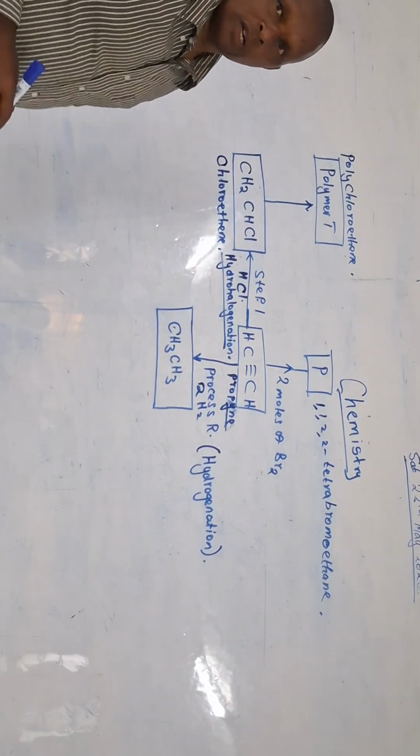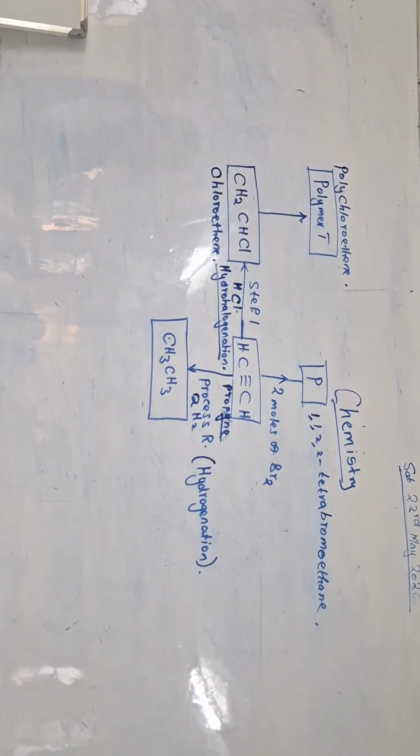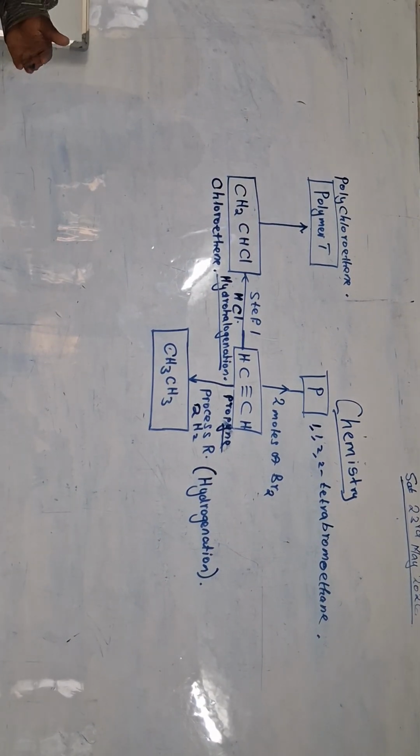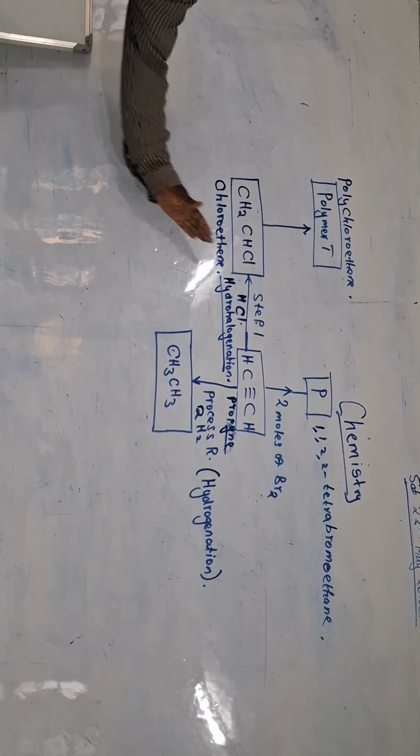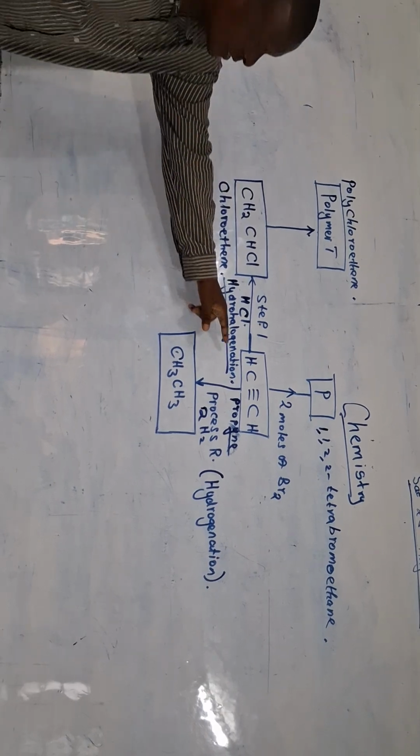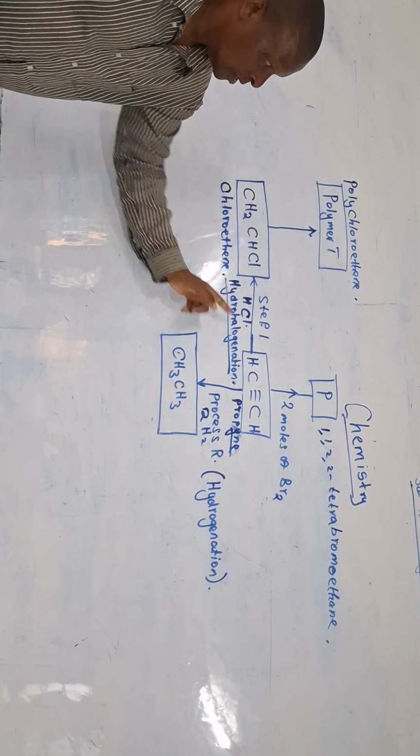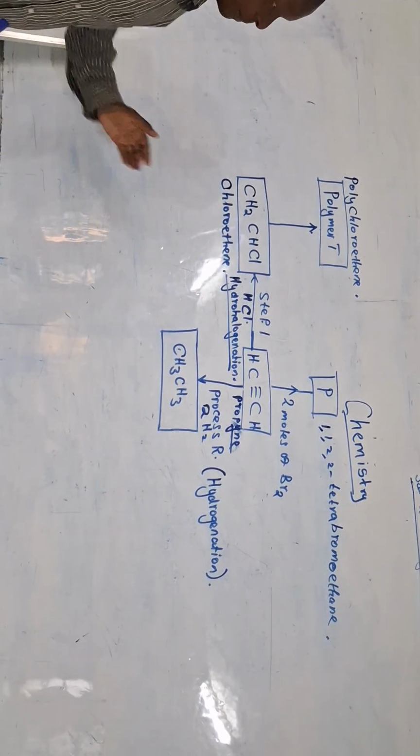1,1,2,2 tetrabromoethane. So this is generally the flow. What is happening? To understand what is happening exactly here, we have seen in the first step it is hydrohalogenation. So you can start with step 1. What is happening in step 1?